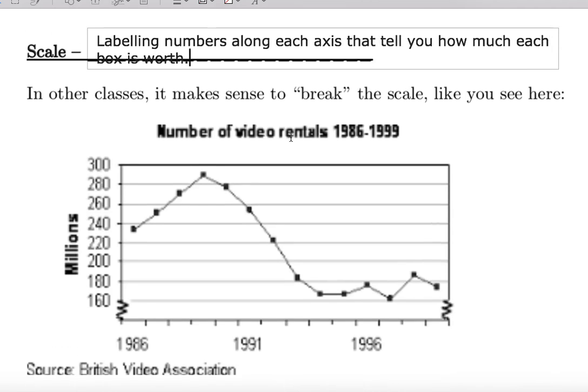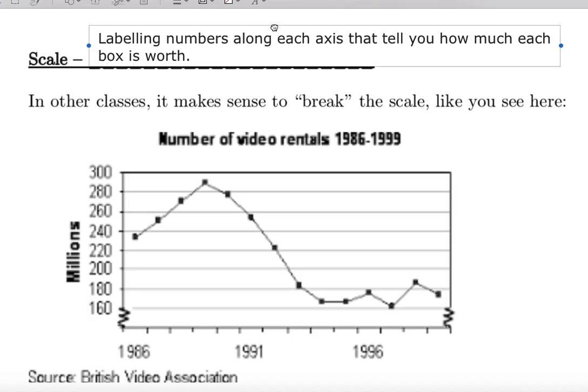And when I say box, that's not a very formal mathematical term. What I really just mean is how much each jump means here. Like if you look at this example here, you see that each line on the y-axis represents 20 millions of rentals. The millions here is telling us that each of these isn't just 20, it's 20 million. And then along the x-axis here, based on these numbers showing up in all these notches, each notch represents 1 year. It's starting with 1986, then it's jumping year by year, and then gets to 1991, and then another 5 years to 1996, and so on.